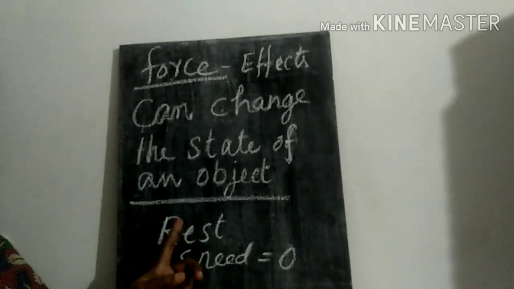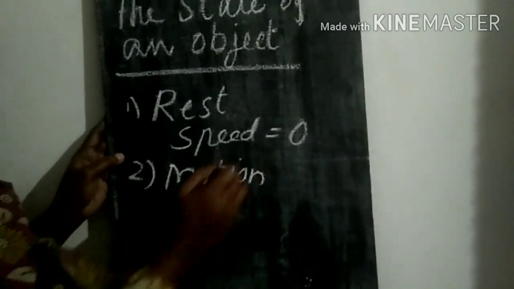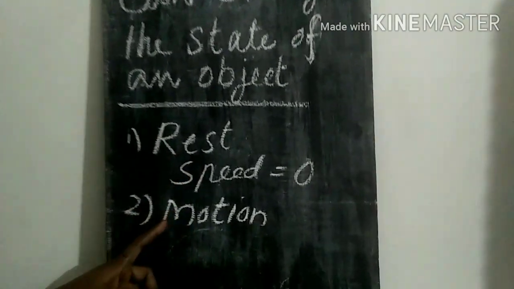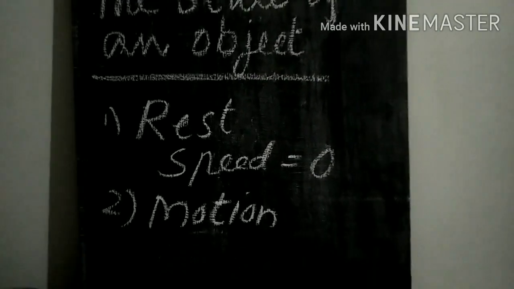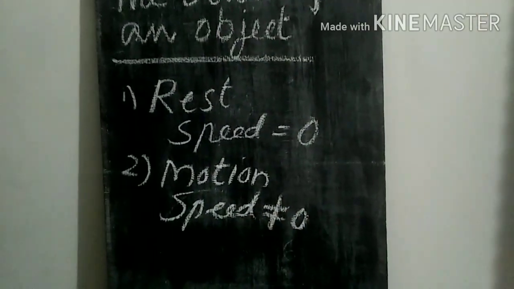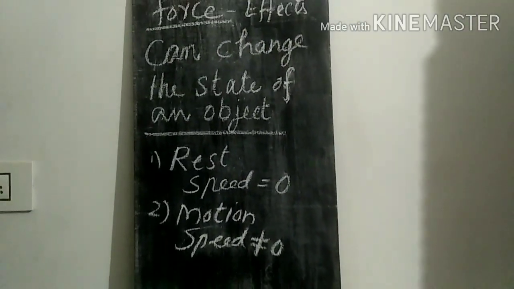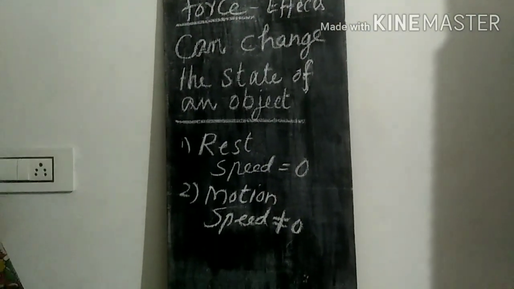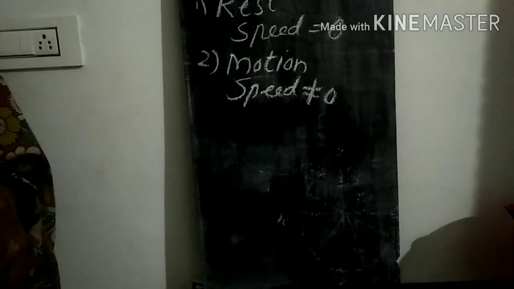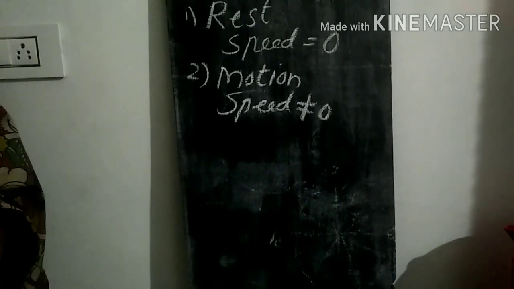So an object can be at rest, and the second state is called motion. An object can be at rest, where its speed is equal to 0, and an object can be in motion, where its speed is not equal to 0, or the speed will have a value. In a moving object, speed is not equal to 0. If speed is 0, we cannot say that the object is moving. If speed is not equal to 0, it is in motion. So rest and motion are the 2 states of an object.